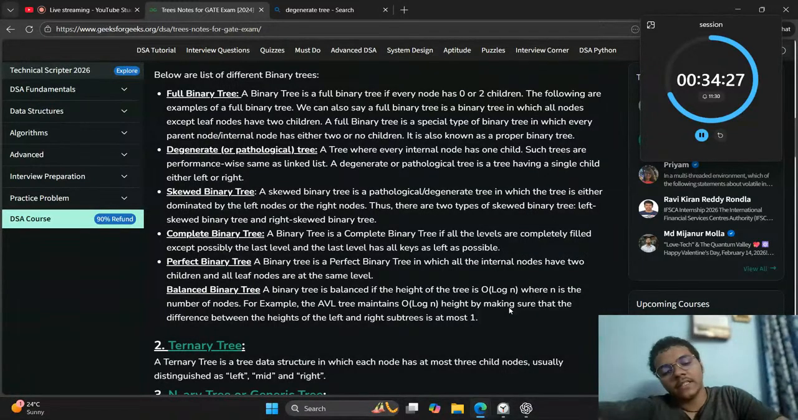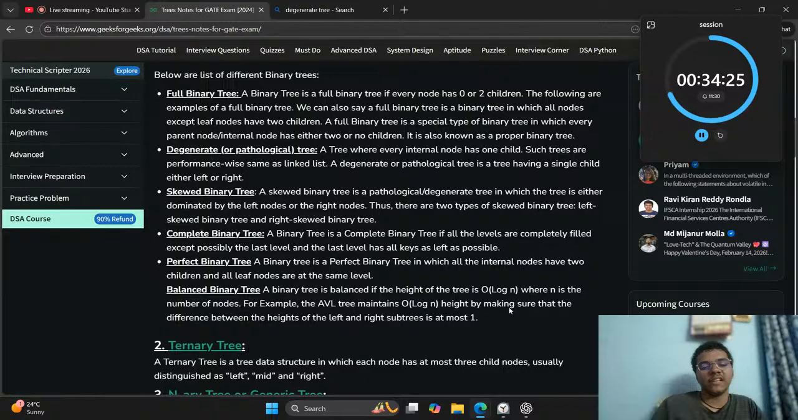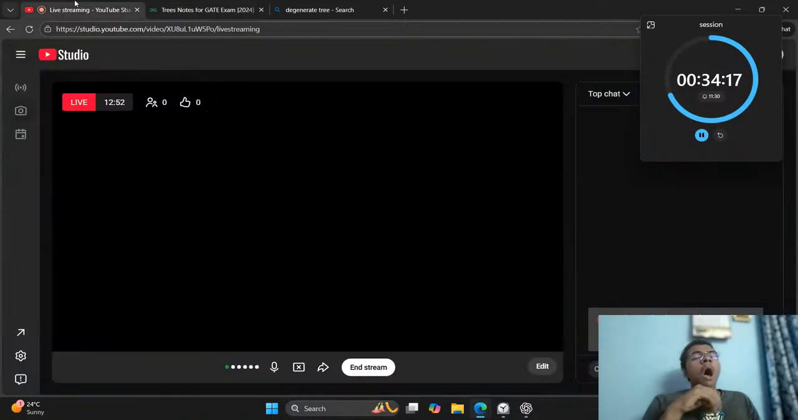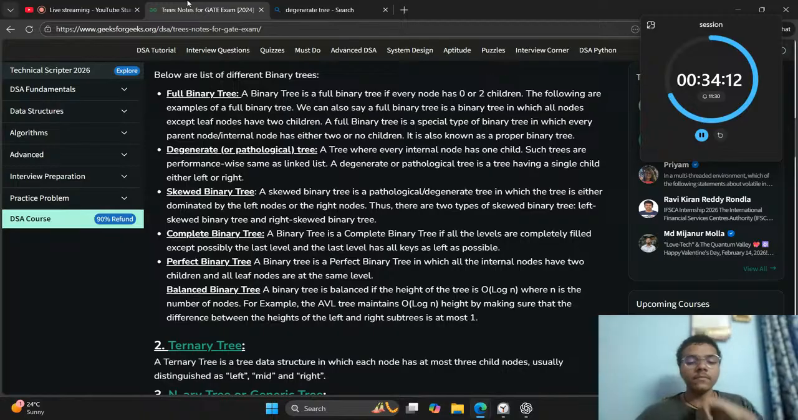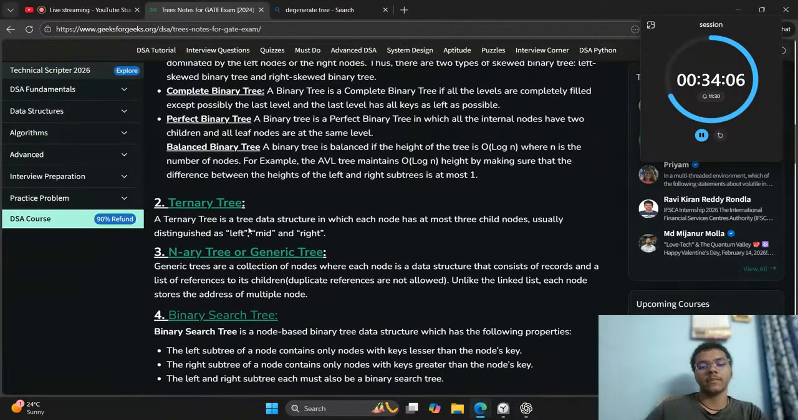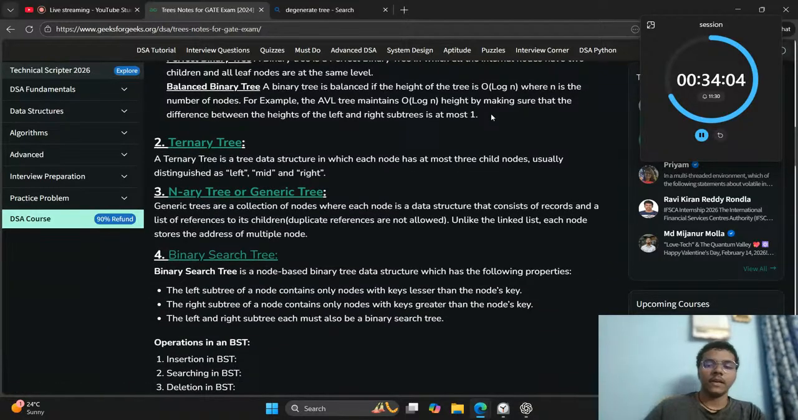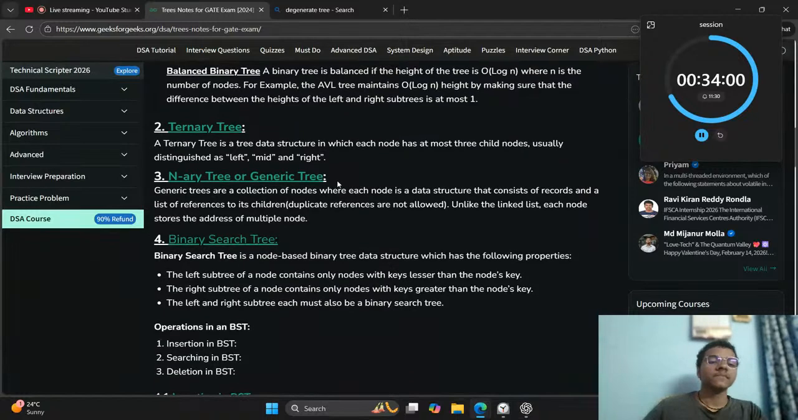Balanced binary tree. A binary tree is balanced if the height of the tree is O(log n), where n is the number of nodes. For example, the AVL tree maintains O(log n) height by making sure that the difference between the heights of the left and right subtrees is at most 1. I have studied AVL tree, so I know what this is talking about.